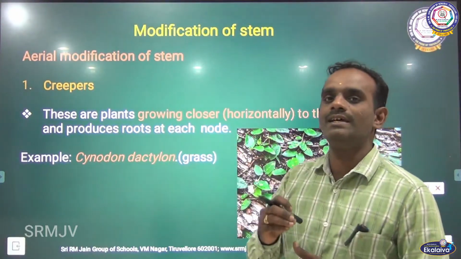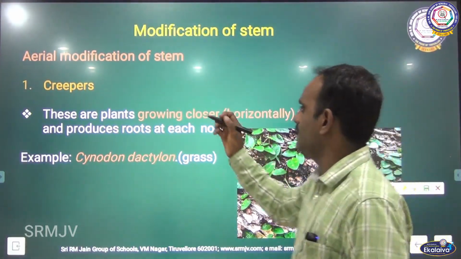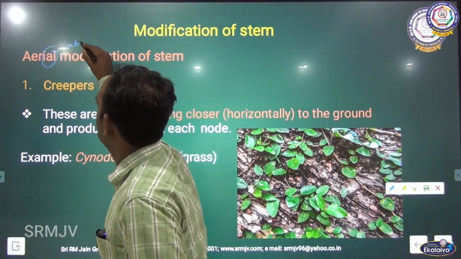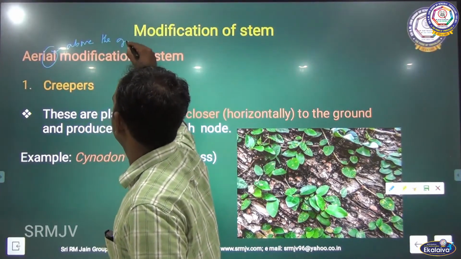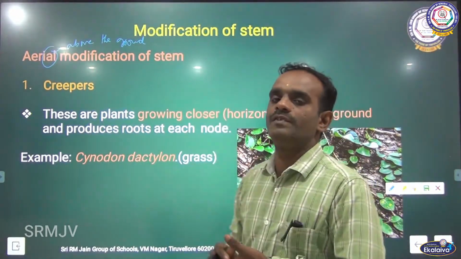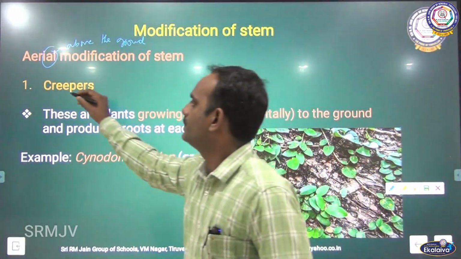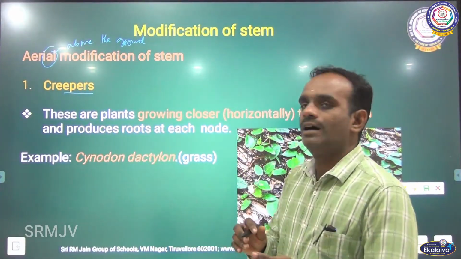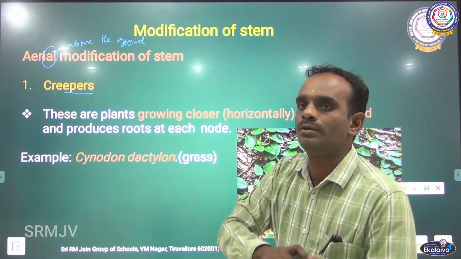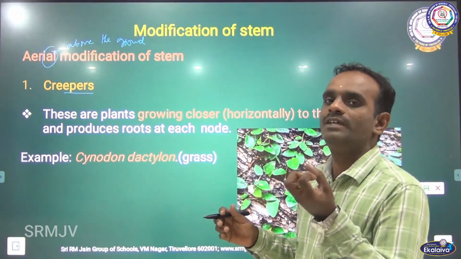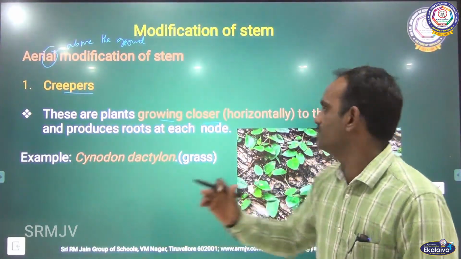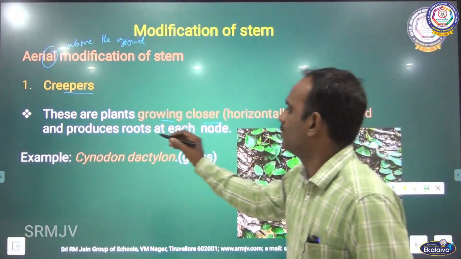The first one is aerial modification of stem. Aerial is nothing but above the ground. So first in that aerial modification of stem, we will see creepers. Creepers are a type of plant. They are the plants that grow very close to the ground level. They have weak stem. So these are plants growing closer, that is horizontally to the ground, and produce roots at each node.